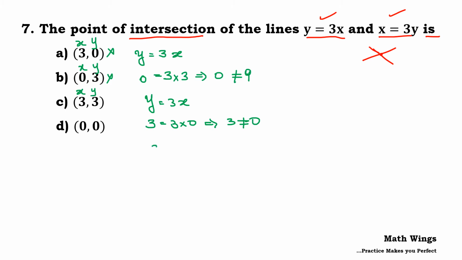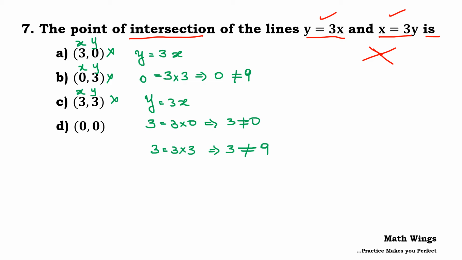We have 3 is equal to 3 into 3. So this implies 3 is not equal to 9. Therefore, we can also eliminate the third option. Now, let us see the last option over here.